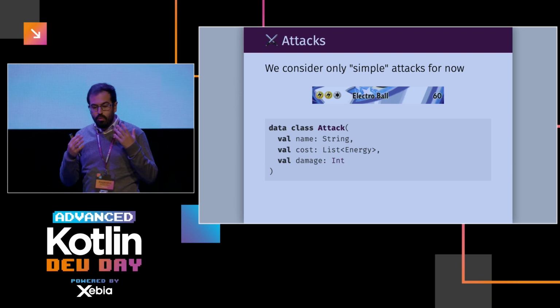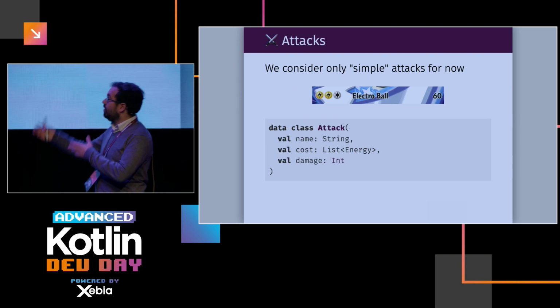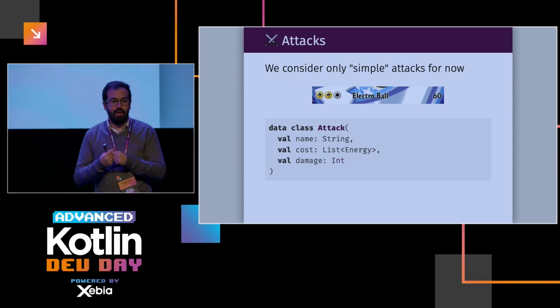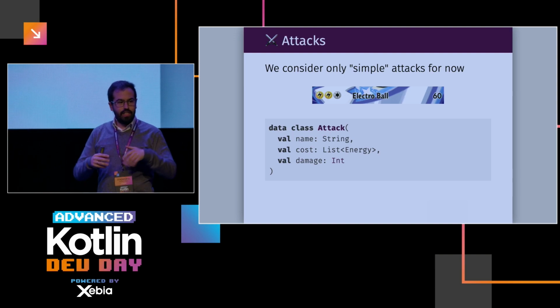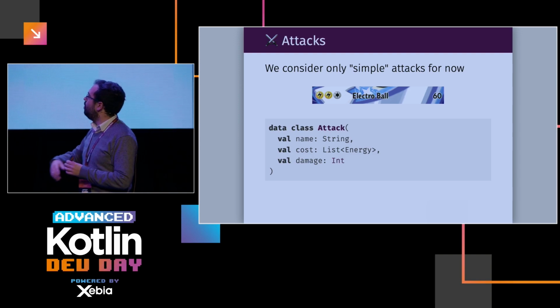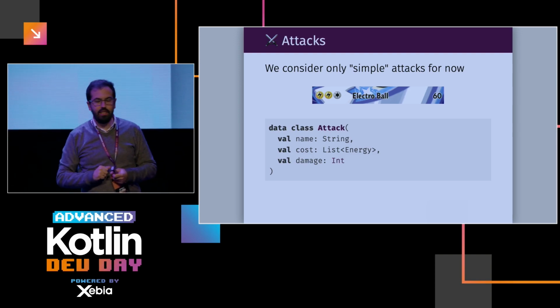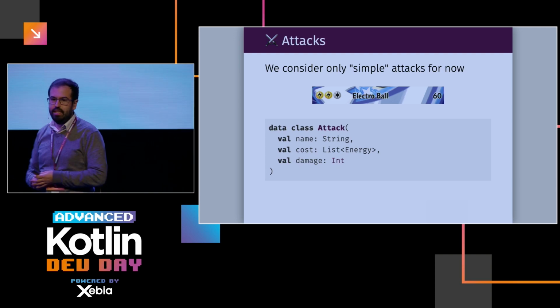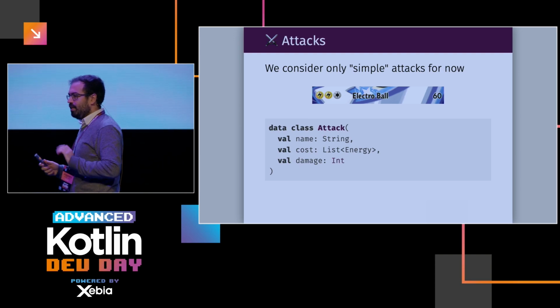And then we're going to start by trying to model this simple attack. And by simple, I mean, and you will shortly see why there are more complex ones. This has a name, again, like Electro Ball, some cost, which is also some energies, and then it does some damage, which is 60, right? So hopefully, so far, so good.